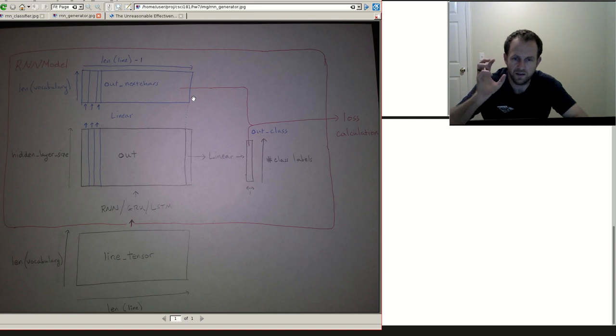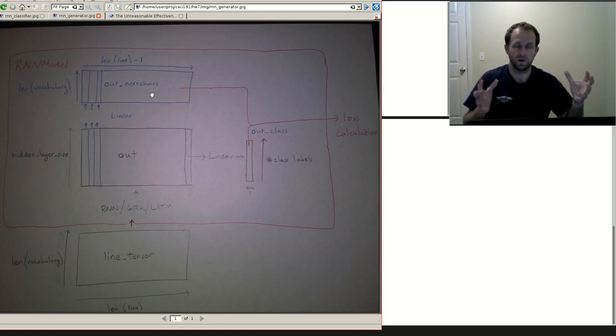The key idea to note is that this blue box right here, this blue tensor, out next cares, is actually representing a probability distribution. And what we're going to do is sample from that probability distribution. Turns out that there are many algorithms for sampling from probability distributions. If you've taken any sort of stochastic programming courses while you're here, you might have heard of something called Markov Chain Monte Carlo, or MCMC.